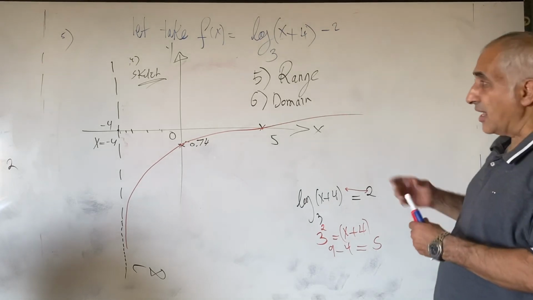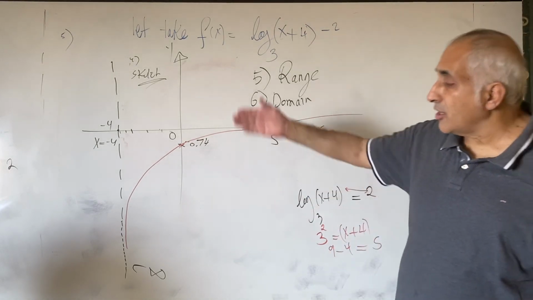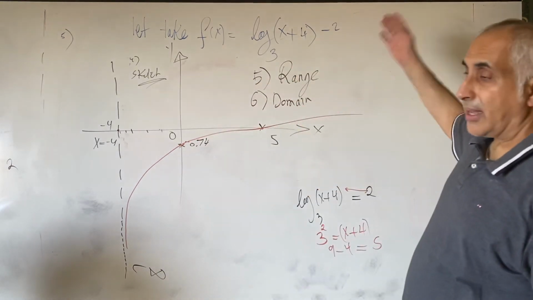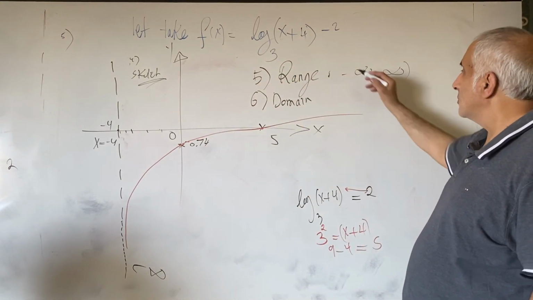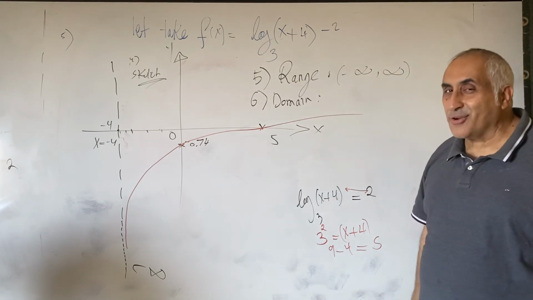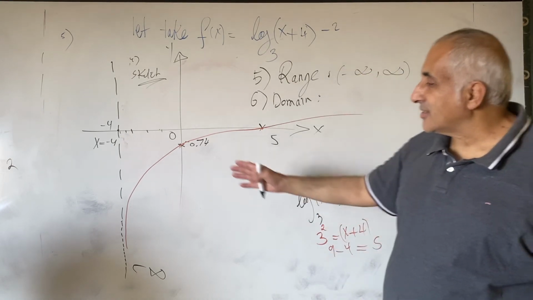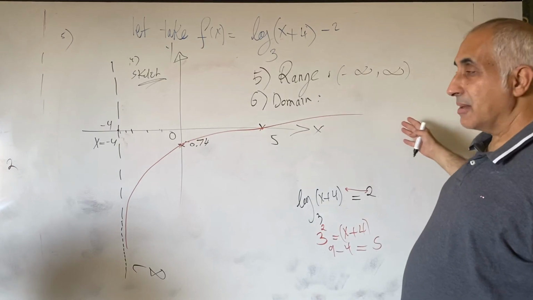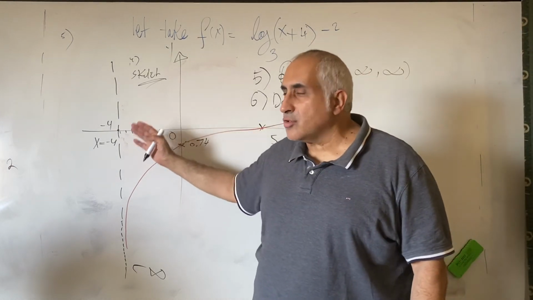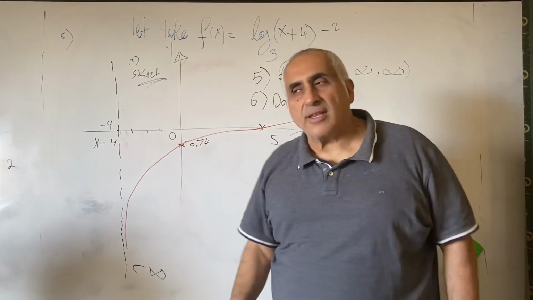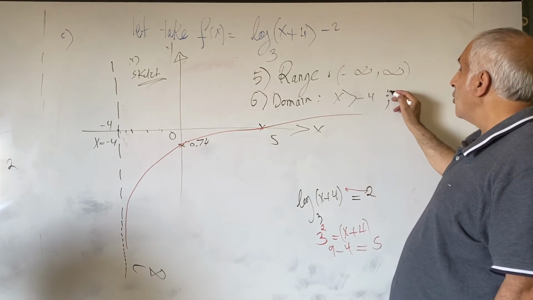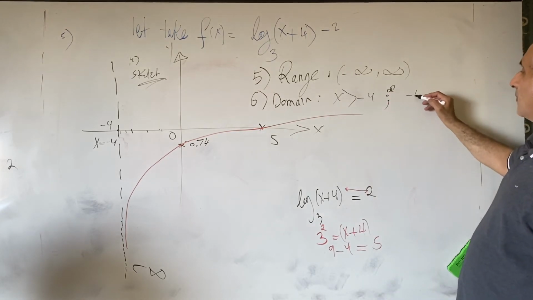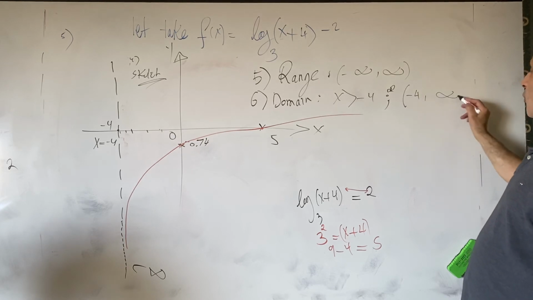If I'm looking for the range, I'm looking for the y. The y goes all the way down and the y will go all the way up. So in that case, that's simple, straightforward. As for the domain, you can see that you need all the x's. But the x's come closer and closer to -4. It can never touch -4. So you may say x larger than -4, or if you wish, from -4 like this, all the way to infinity.